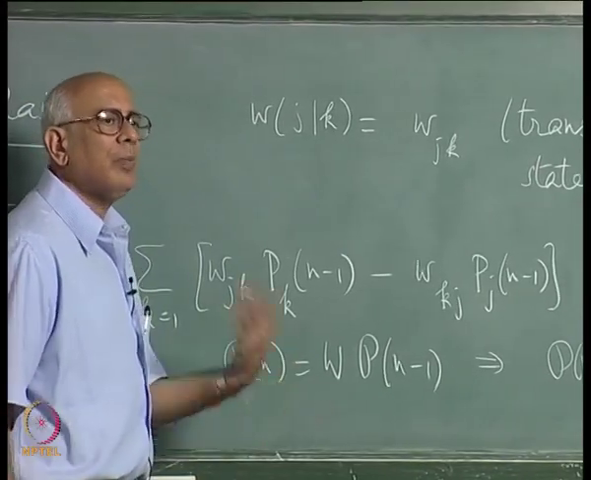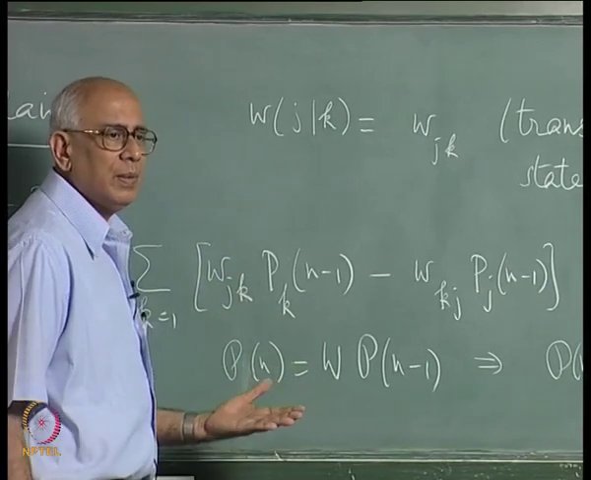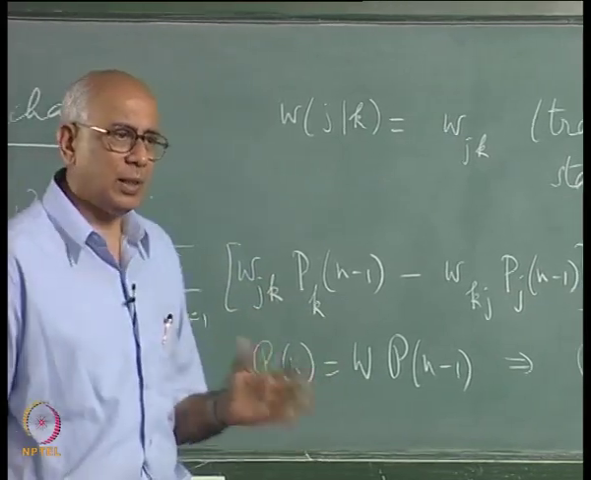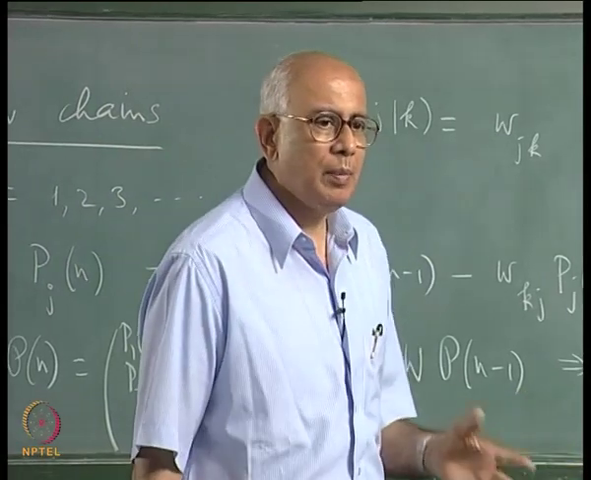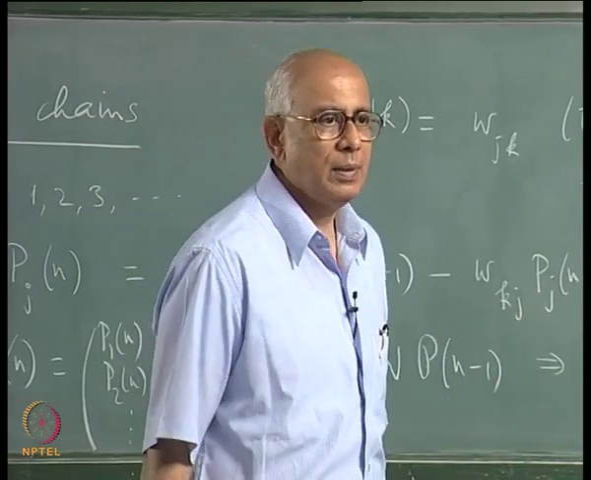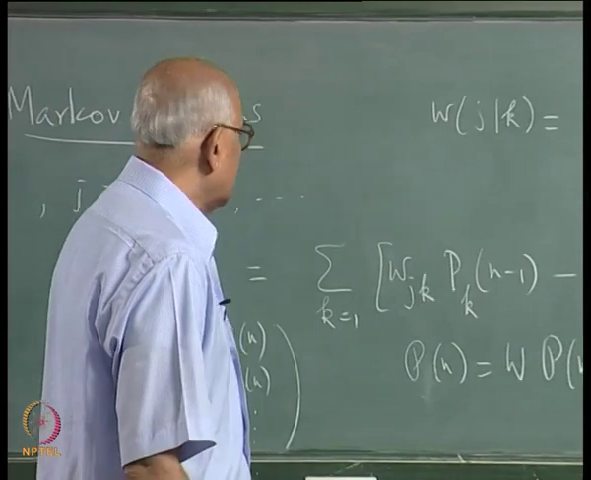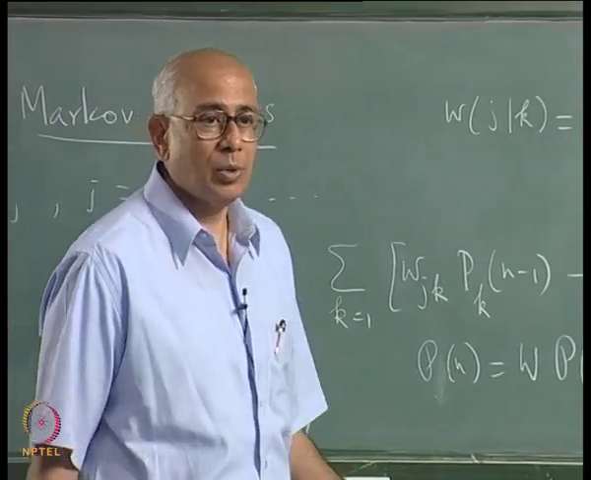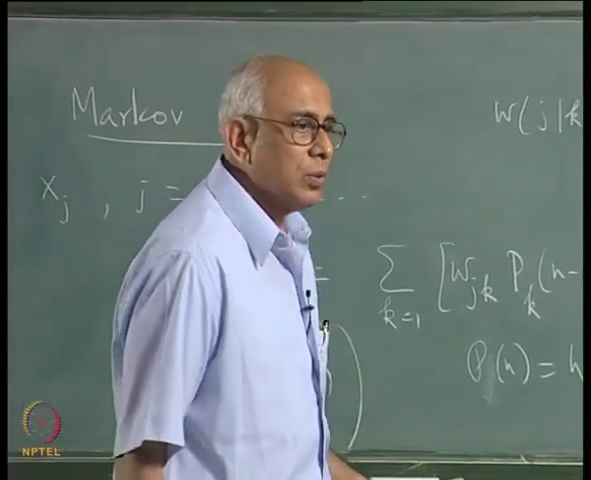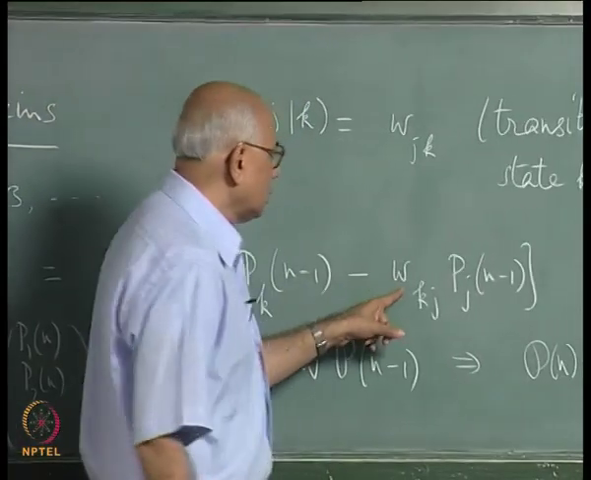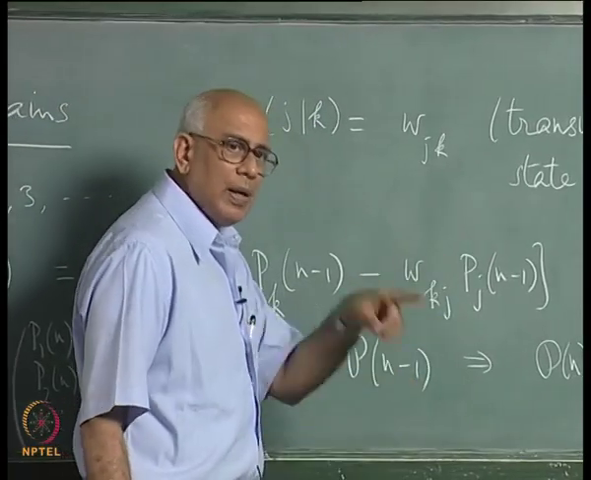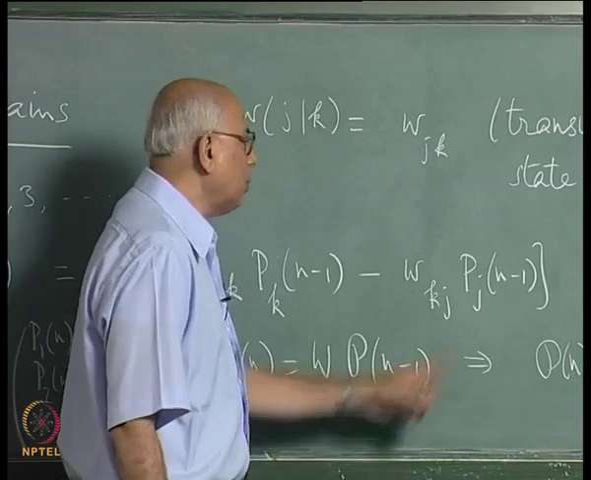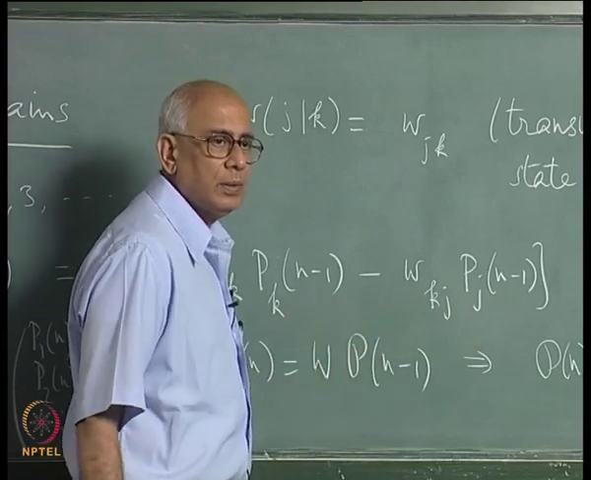The statistical properties change with time and it would therefore be a non-stationary random process. It would still be Markov but non-stationary, and then of course there is no question of a stationary distribution in that case. So I have assumed that this set of numbers is independent of n itself, and the n dependence comes here completely.